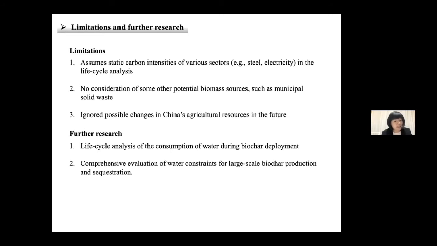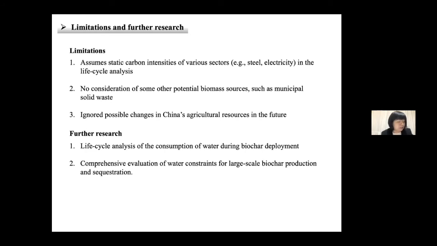Second, in this study we focus on biochar application only from agricultural biomass and, in some scenarios, forest residues and energy crops. However, we also have other wastes, for example, municipal solid waste, which could also be supplied as a significant source of biomass for pyrolysis. But we do not consider it in this study.